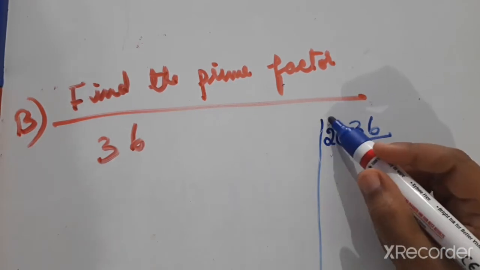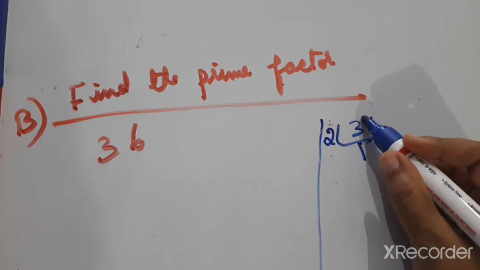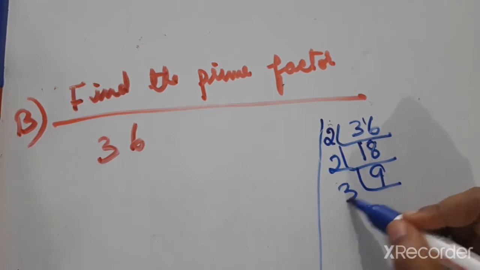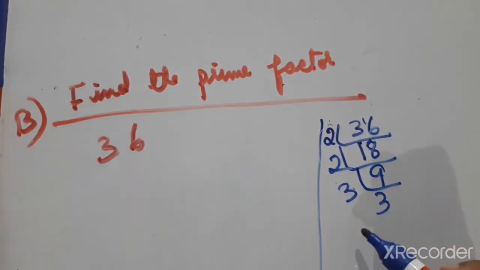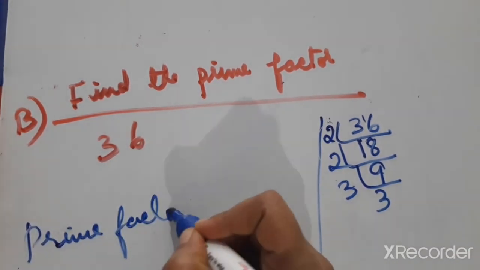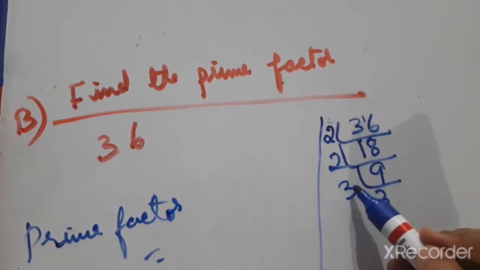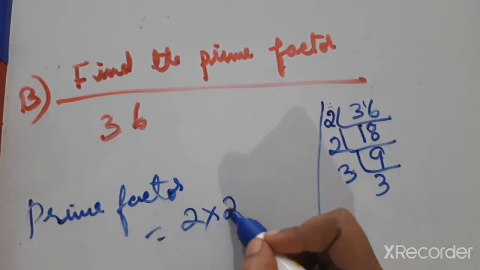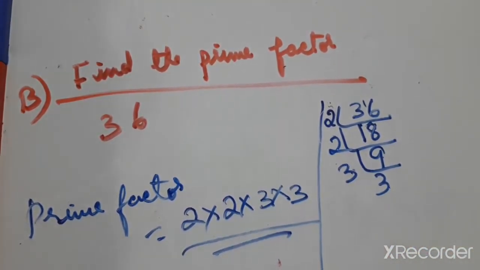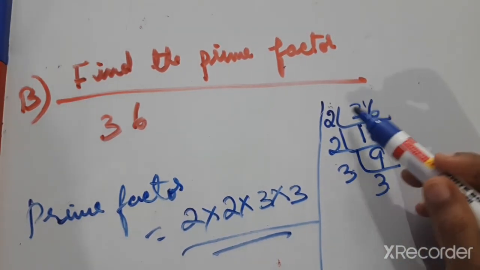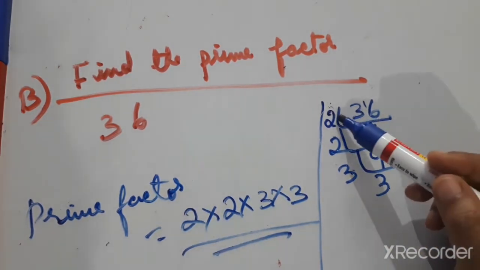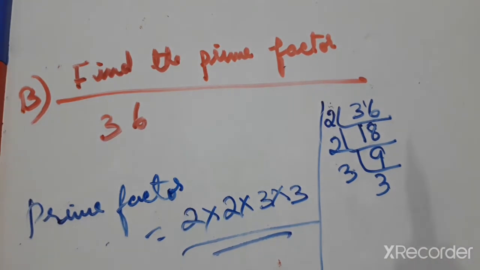2 ones are 2, or 3 also we can check, children. 2 ones are 2, 1 carry, 2 8s are 16. Again with 2, 2 9s are 18 and 9 you will multiply with 3. 2 and 3 are prime numbers. Now prime factors are 2 into 2 into 3 into 3. We can multiply. So this is the answer, 2 into 2 into 3 into 3. Because 36 we could divide with 6, but we can't take 6 as a prime factor. We have to divide only with the prime numbers.